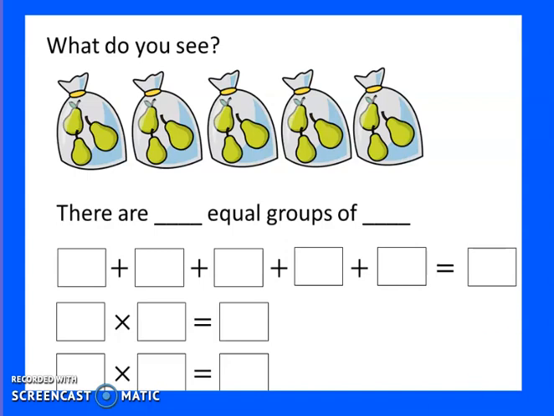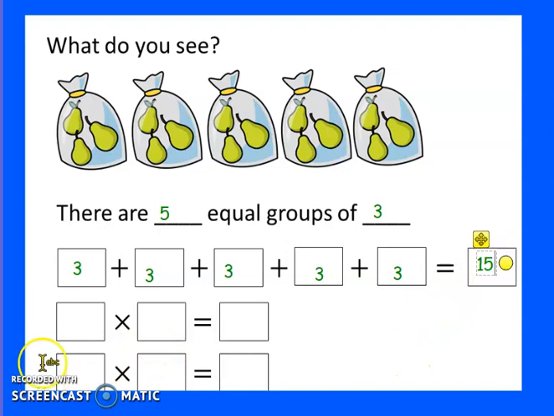Welcome back, Year 3. Let's see what you got. This time we've got bags of pears. How many bags? 1, 2, 3, 4, 5. There are 5 equal groups of 3 pears in each one. So if we're adding that up together, we'd add the pears in each bag. 3, add 3, add 3, add 3, add 3. Let's count up in threes together. 3, 6, 9, 12, 15. There are 15 pears altogether.